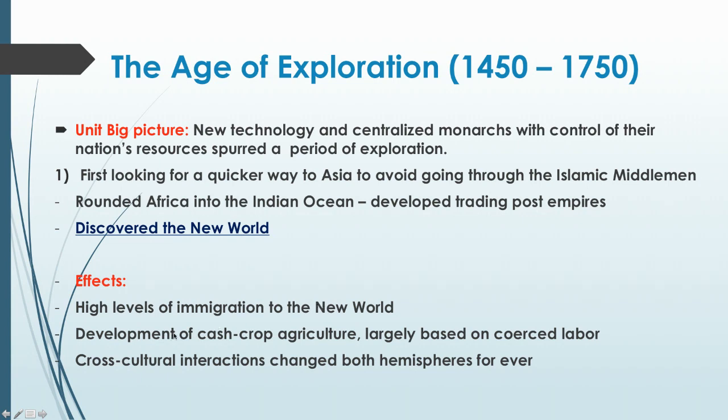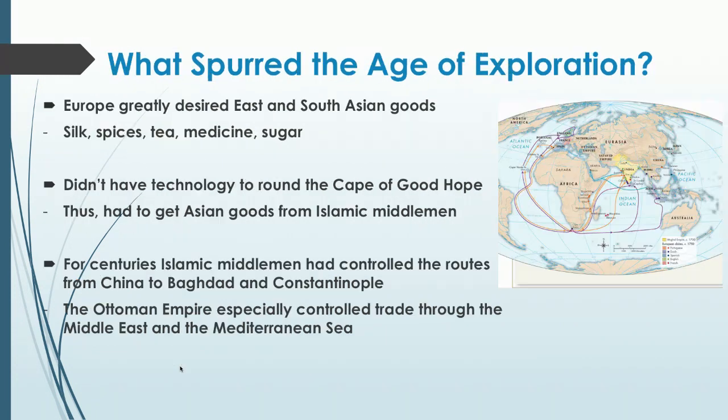We have a development of new cash crop agriculture, largely based off of new labor systems like indentured servitude and then later chattel slavery. And of course, we have cross-cultural interactions. We have syncretism. We have the Columbian Exchange. Okay, so we're talking about those goods from Asia: silk and spices and tea and medicine and sugar.